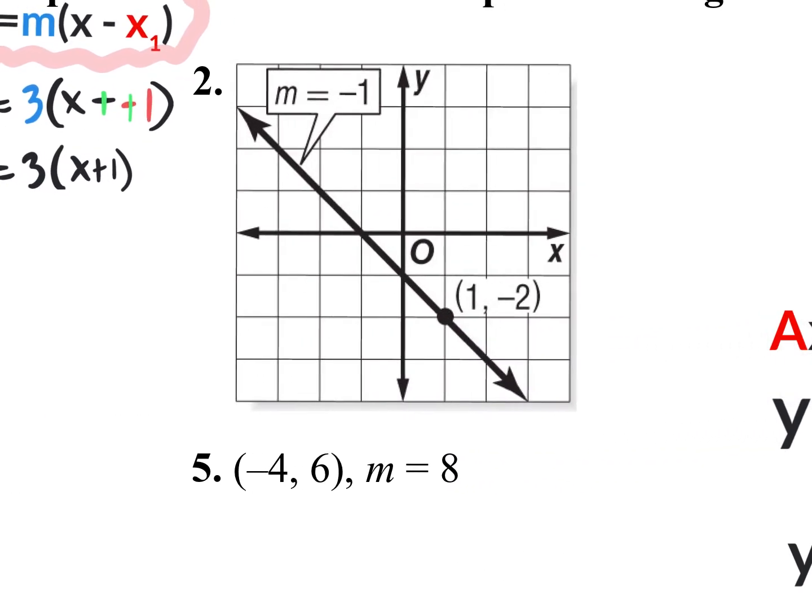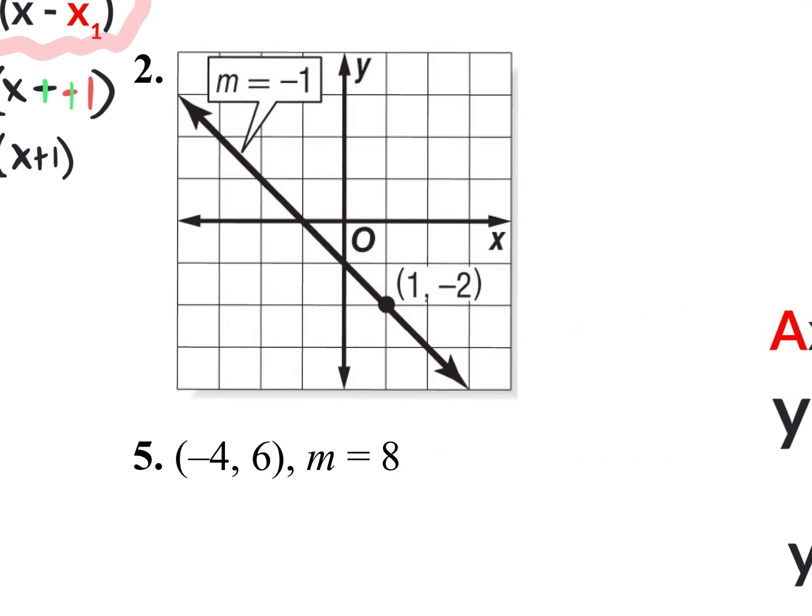How about this guy? You could use any point that you want, but they specifically give you the m, and they specifically give you the point, the x1, y1. I mean, you could use any point, but they want you to use this one that they give you. So once again, let's begin by writing down the point-slope form equation. y minus y1 equals m parentheses x minus x1.